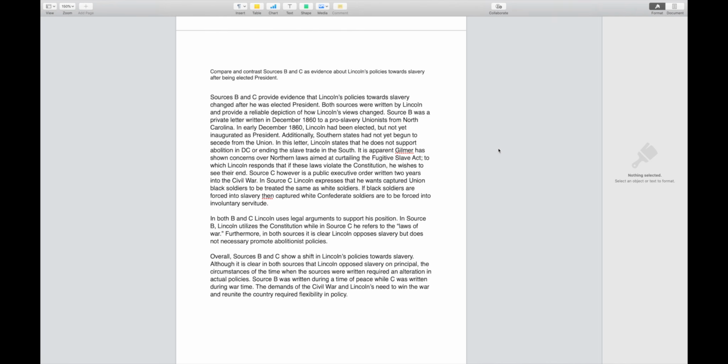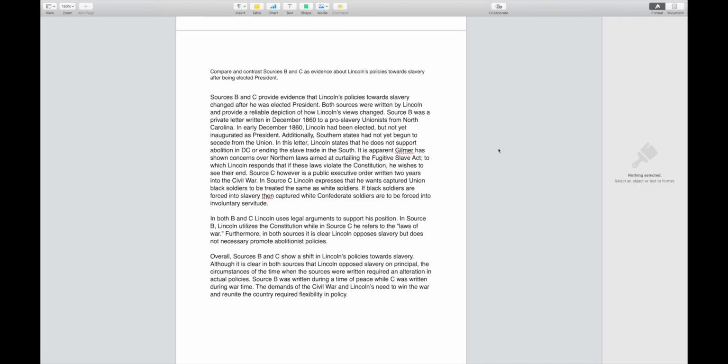Now, as you can tell, I've made my point in the top two paragraphs that overall Lincoln's policies did change. However, I'm doing that little third paragraph to push my argument more towards that level 4 range. So here I have the overall B and C show a shift in policies towards slavery, but I'm not simply rehashing what I stated in that first paragraph. I'm pointing out not necessarily new evidence, but I'm saying he had to change his policies because of the circumstances in which the sources were written. B was written during a time of peace, C was written during a time of war, and the demands of war required that Lincoln change his policies.